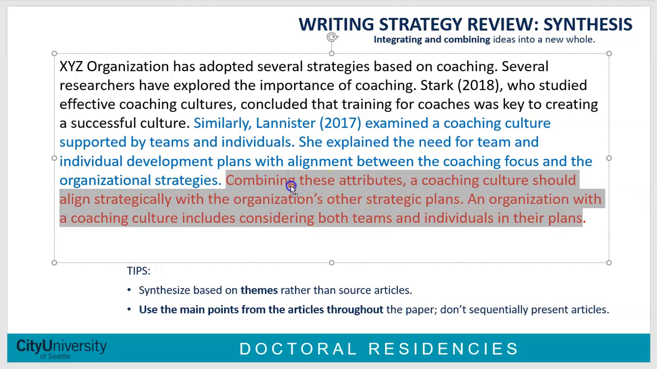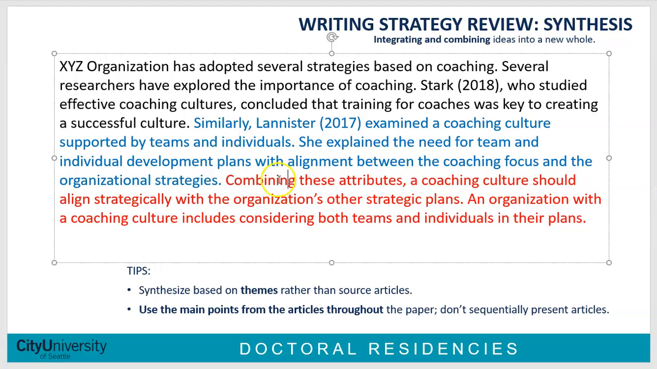There you go. So there's some tricks in synthesis. You see keywords, similarly, and then combining these attributes together. You can get away with using these phrases. I suggest finding an academic phrase book because that might help. But synthesis is a fun one because you're going to synthesize ideas together and create something new.